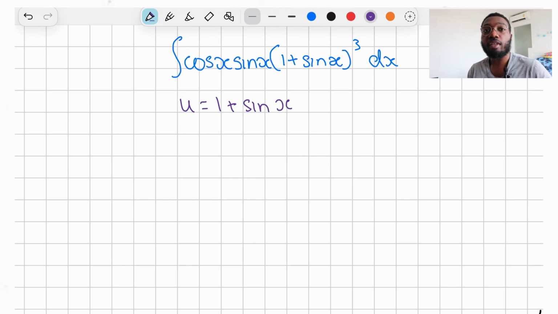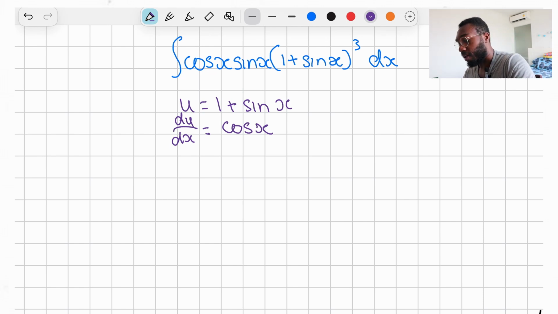So again, what we can do is differentiate that u with respect to x, and if we do that, we get du over dx is equal to cosine x. Now for this one, it's slightly different, because while we can just bring that du to the other side and have dx is equal to 1 over cosine x du, in this case, because we have this cosine x here, it's actually better to write it in this form. We keep the du here and bring the dx to the other side. So we get du is equal to cosine x dx.